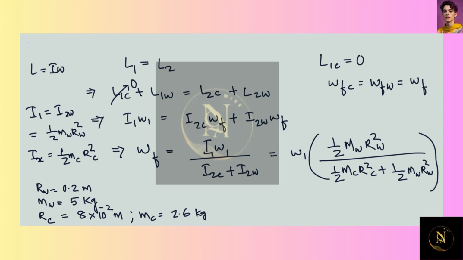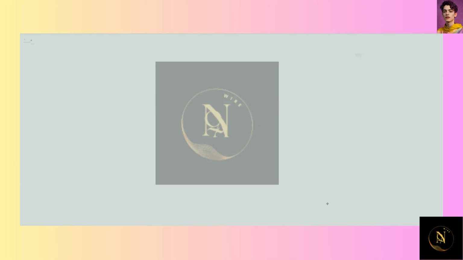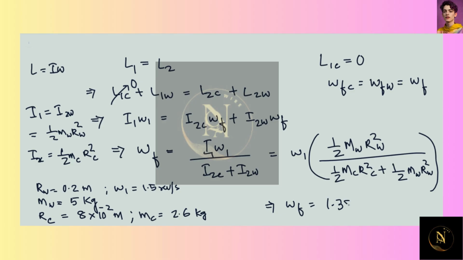Now we use these values in this equation, given our omega 1 to be 1.5 revolutions per second. And we solve this equation and we get the final angular velocity for the wheel-clay system to be 1.385 revolutions per second.